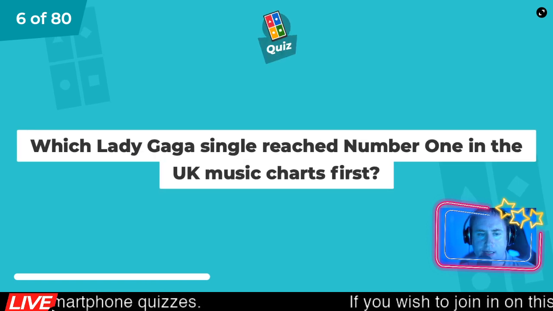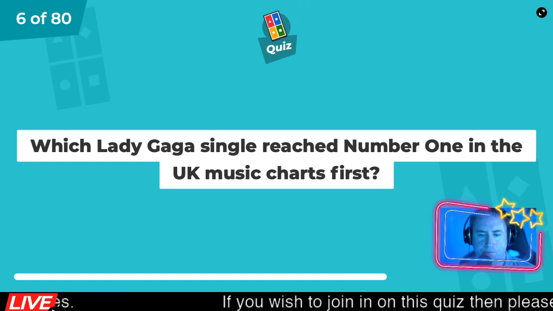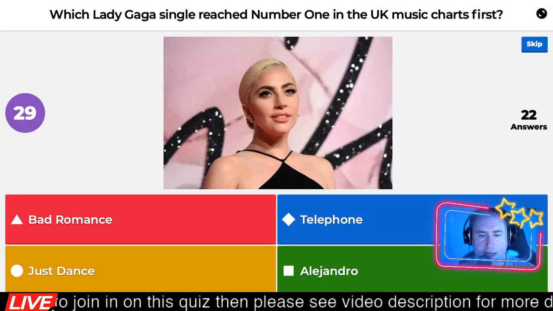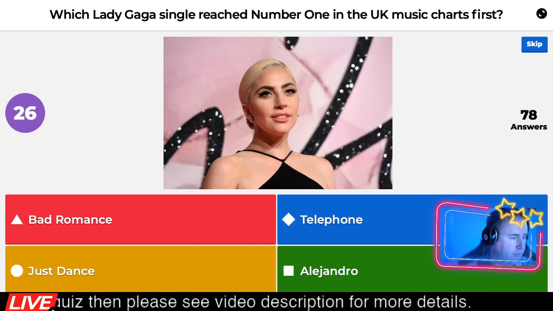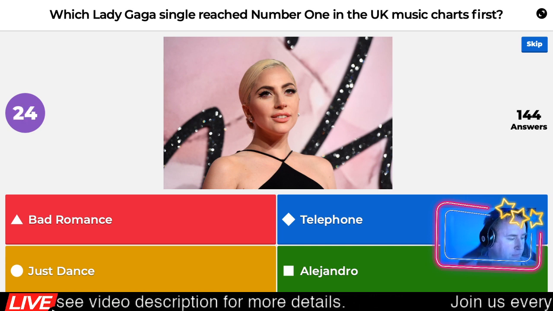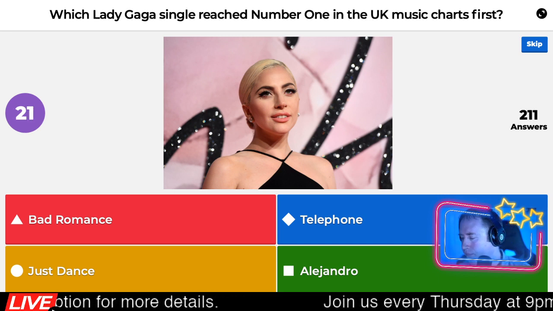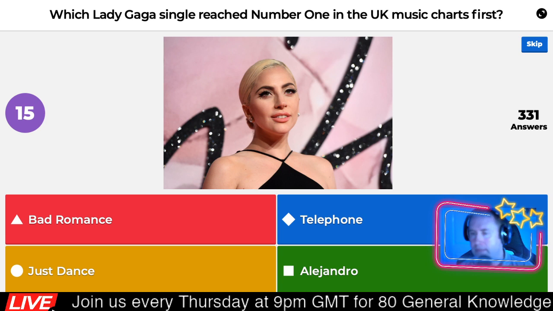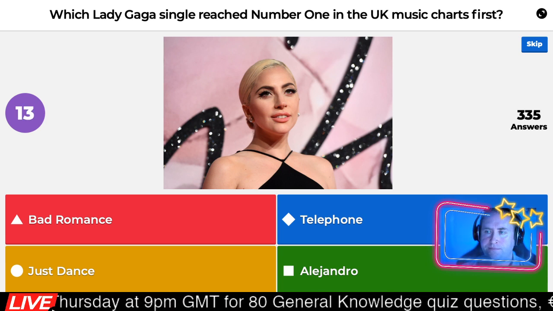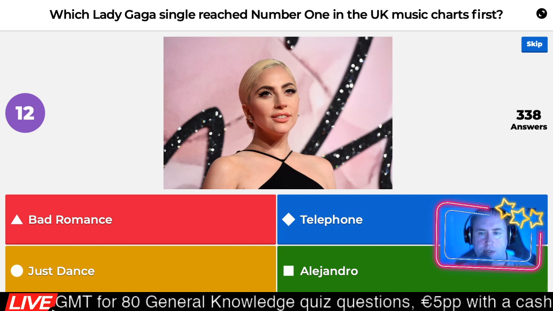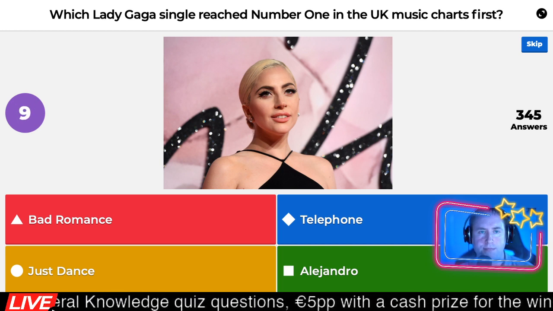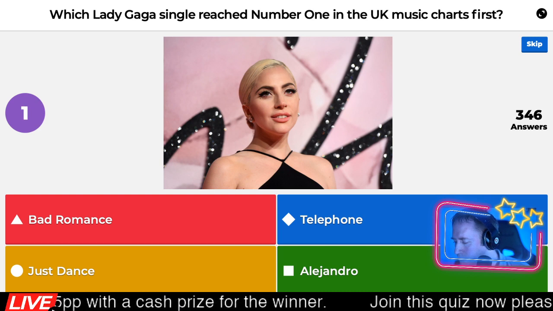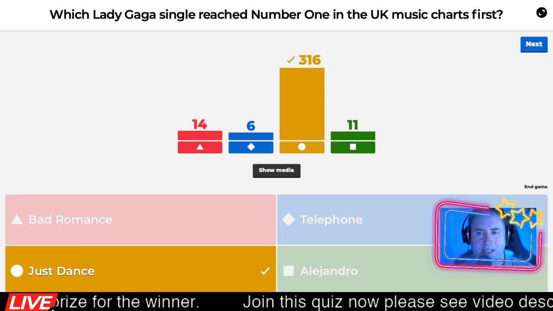Which Lady Gaga single reached number 1 in the UK music charts? Is it Bad Romance, Telephone, Just Dance, Alejandro? So which Lady Gaga single reached number 1 in UK charts first? Bad Romance, Telephone, Just Dance, Alejandro. $316 correct answers with Just Dance.